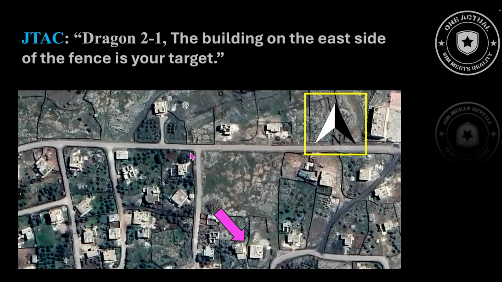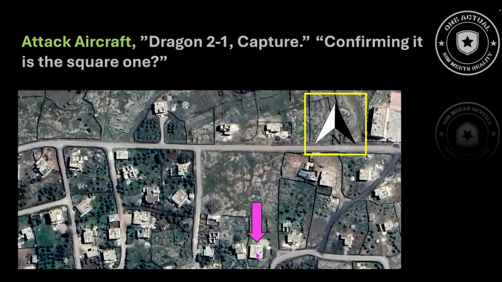So if we're looking down here and we look for the east side, that's this here. Dragon 2-1 capture. So he's got in his sensor confirming it is the square one. So of these two buildings, there's only one that's square, I guess, completely. And just adding one more confirming thing because he wants to be extra sure he blows up the right building.